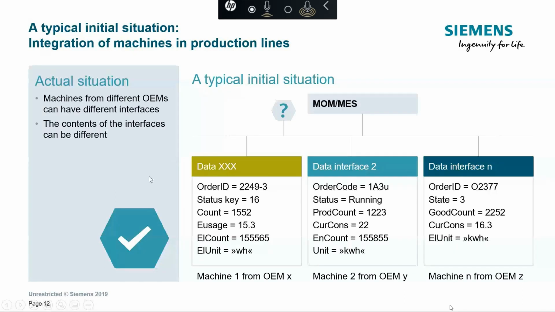Just look at one example. I'm taking something called a count. So the first machine manufacturer gives me the name count, the second one gives me production count, the third one gives me good count. Essentially what they're trying to tell me is the same thing, but if the interface looks altogether different, then it takes a lot of effort for me to implement everything or interface everything into my upstream system.